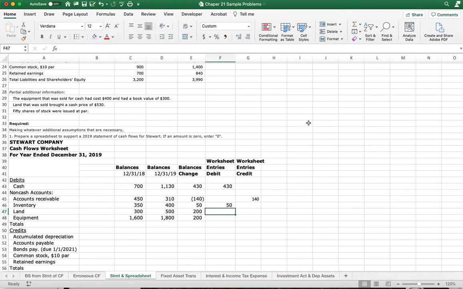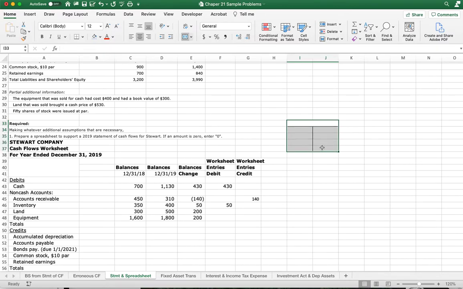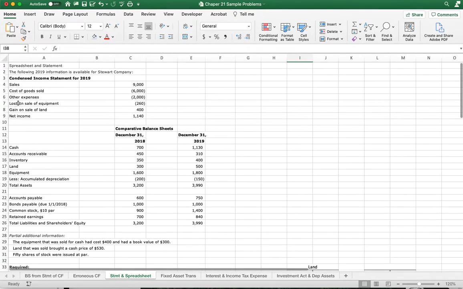So I'm going to put a T account over here for land. And let me just get the top row here. I'm going to copy it so that we can do the same thing for equipment. For our land, we have a beginning balance of $300, an ending balance of $500. And then we also see that land that was sold brought a cash price of $530. And up here we have a gain on the sale of land of $400.